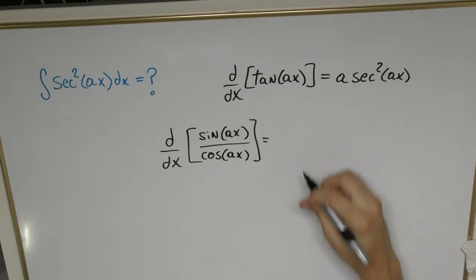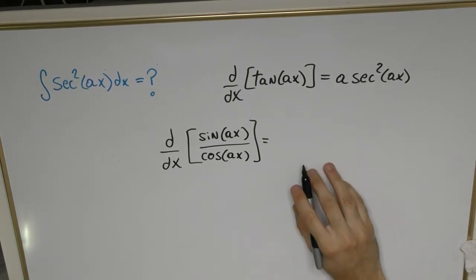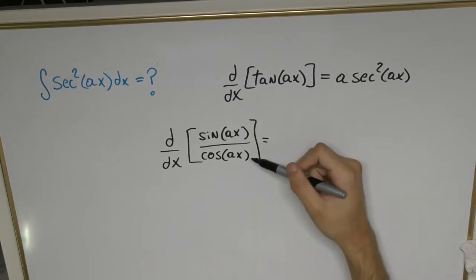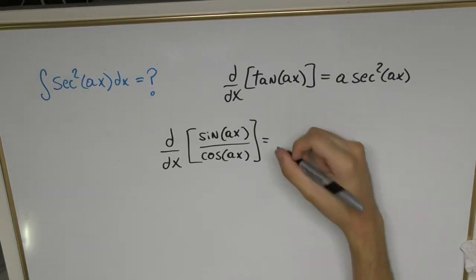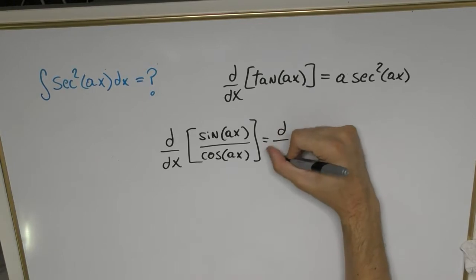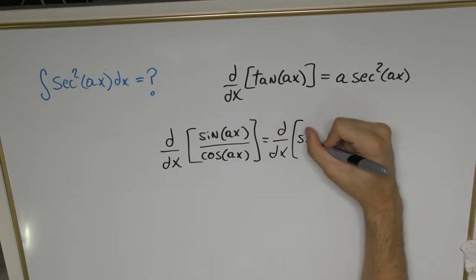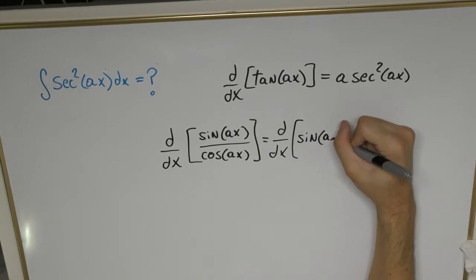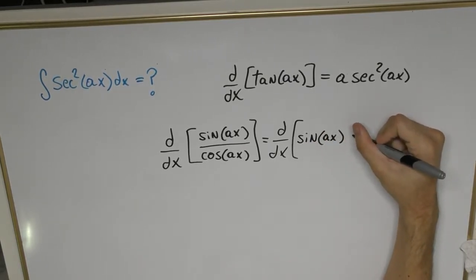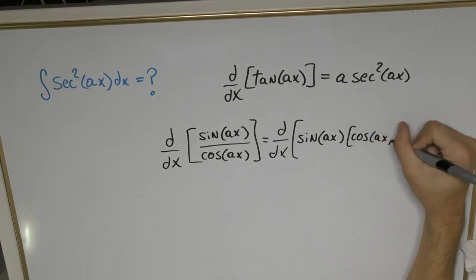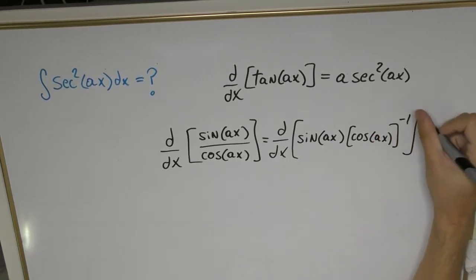And what we're going to do is we have two alternatives. We can apply the quotient rule, or we can apply the product rule by bringing this up as a factor to the power of -1. So I'm going to apply the product rule, and that's going to be sine of ax times cosine ax to the power of -1.